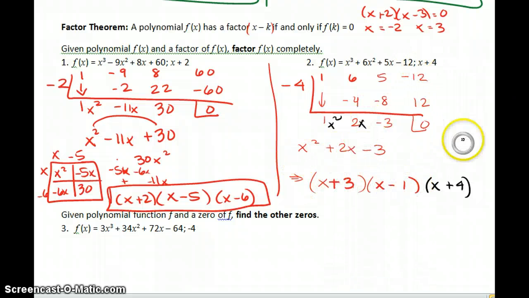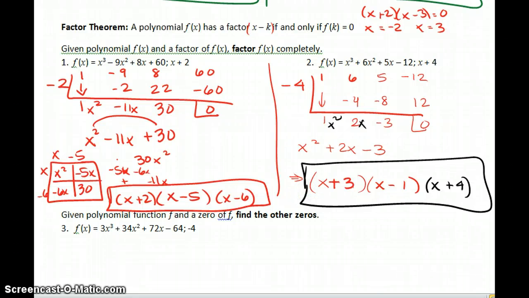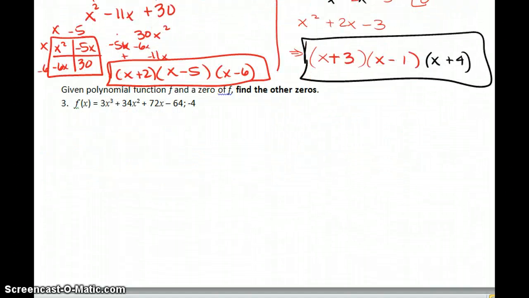And then don't forget to bring down the factor that they originally gave you, because if you just started from here, you wouldn't get back to the original equation. From there, you're all good. One more thing before I let you all go.